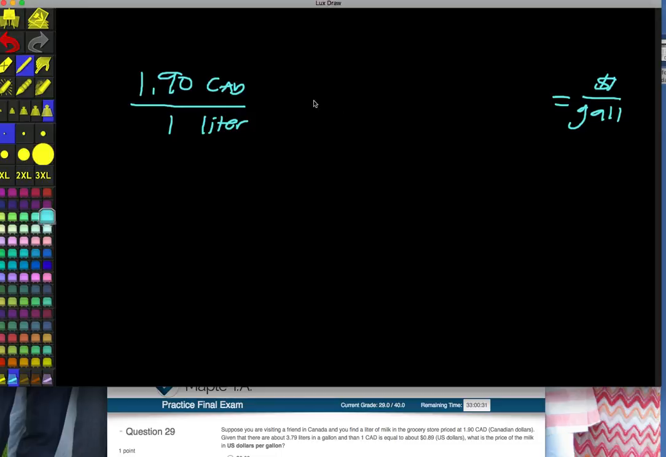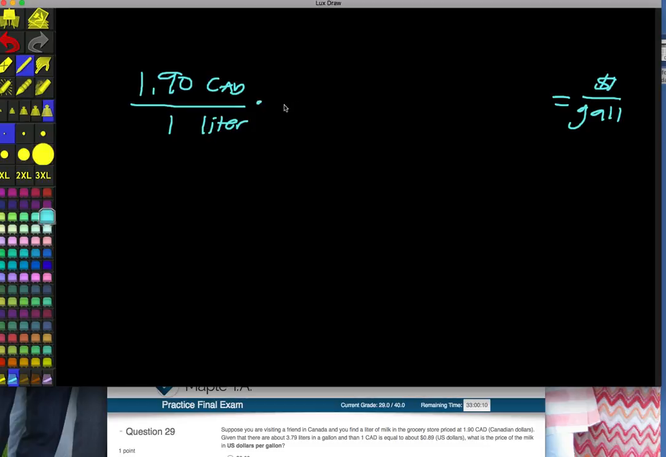Okay? So I always do that. I write down what I start with and I write down what I end with, and then I use the information I have to fill in the rest. So I'm going to start with, it tells me first that there are 3.79 liters in a gallon. All right, I want gallon on the bottom. Right now I have liter on the bottom.